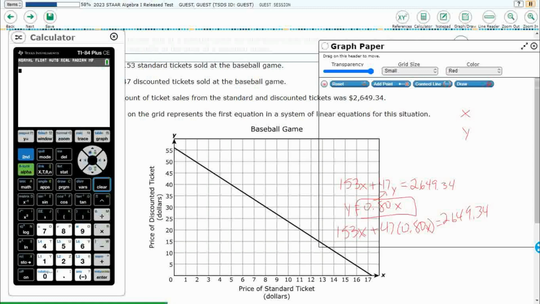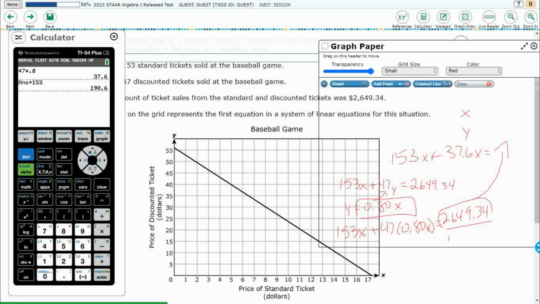I've got my 47 times 0.8. Okay, that's going to get 37.6. Okay, so I need 153x plus 37.6x, and that's going to equal this right here. So let me add my 153. Okay, that's going to give me 190.6.